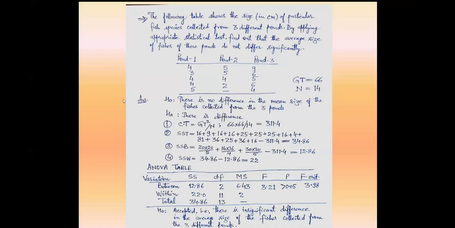So this is a question now. I hope that we can solve this question manually, and I will be taking it up through a computer program. The following table shows the size of a particular fish species collected from 3 different ponds. By applying appropriate statistical tests, find out whether the average size of fishes of these ponds differ significantly. So there are 3 different ponds: pond 1, pond 2, and pond 3.